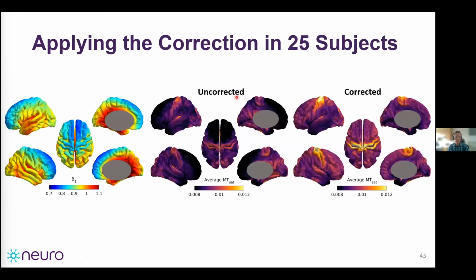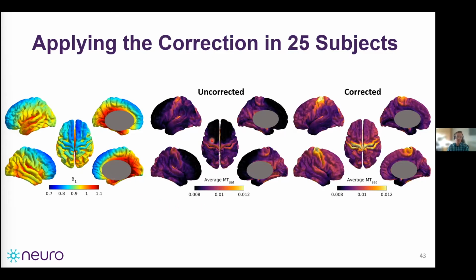So if we want to look at what that looks like in 25 subjects, again making the case for this B1 correction being important, you've already seen this B1 map across the cortex. If we go uncorrected, we really see a strong decrease in these MT-SAT values. I could rescale it and it would probably look somewhat similar. What's coming up here is generated from the MP2RAGE data.